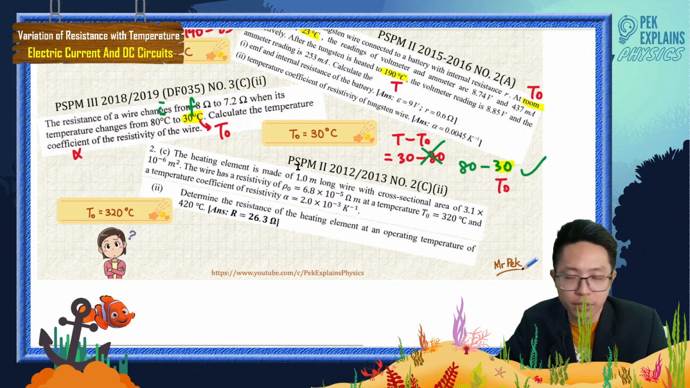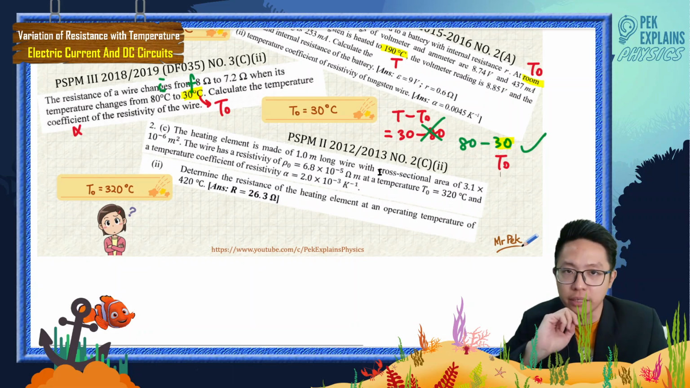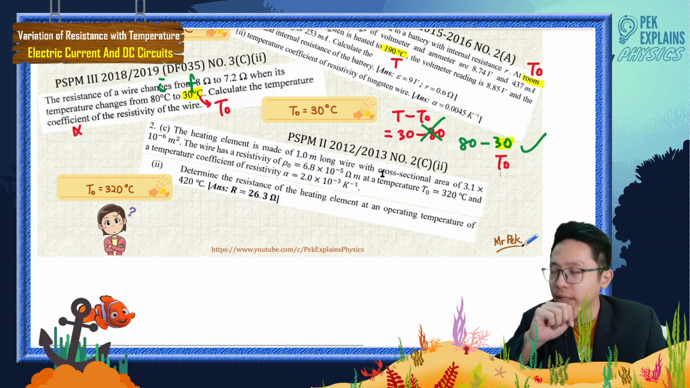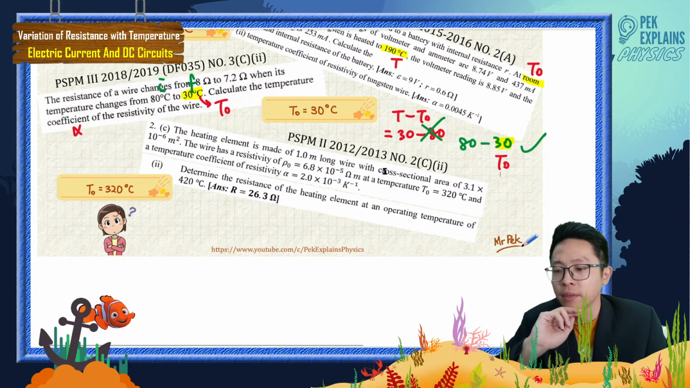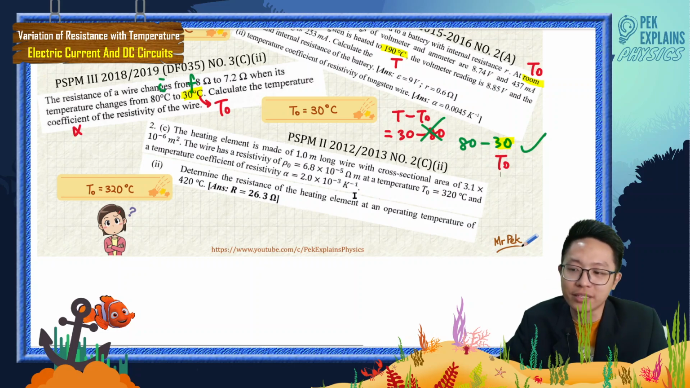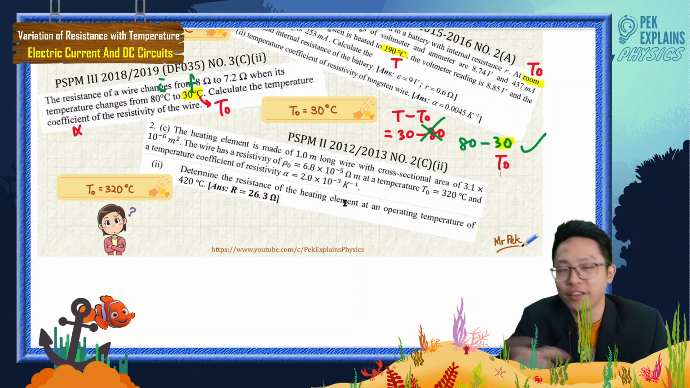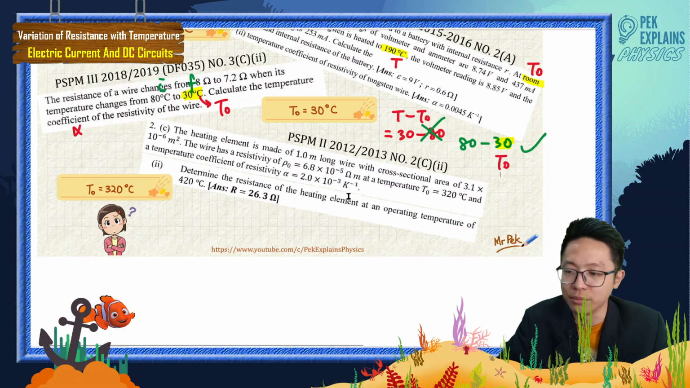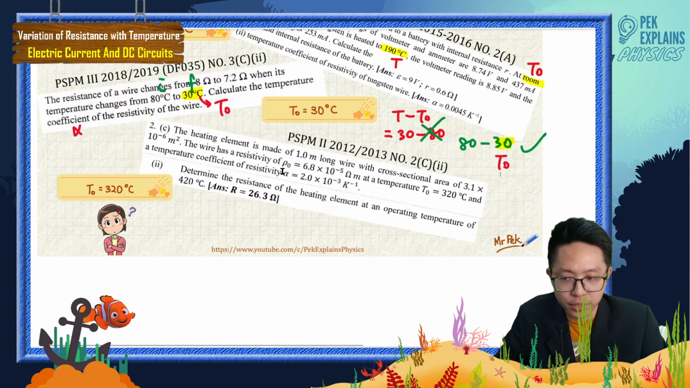Now, last question, the PSPM 2012-13. This year is a bit special. In fact, in the international book, Cutnell, this past year question is taken from there, with the same values. Definitely the question is from the international books, just altered a bit. But in fact, you see, this question is a bit special.